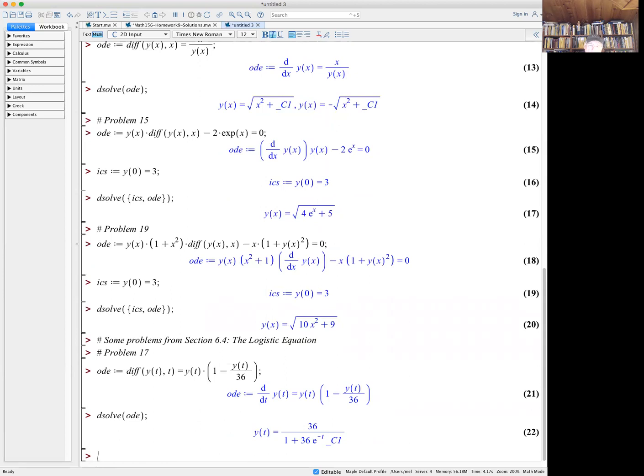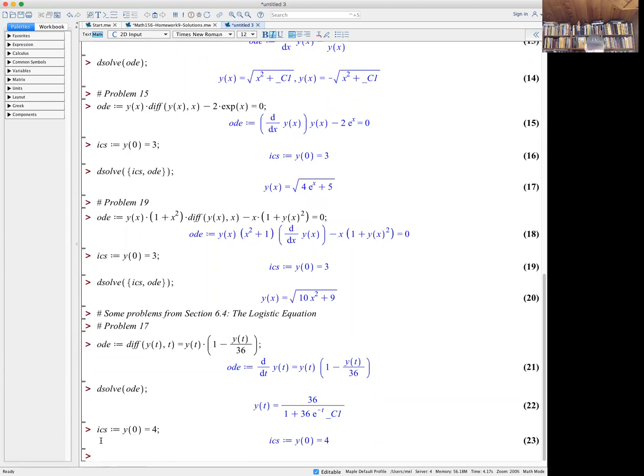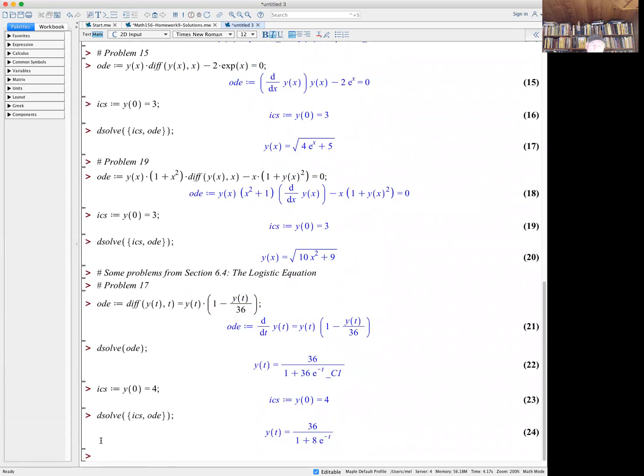we get something that looks like this, 36 times some constant. But we're given an initial condition in this problem, which is that y at time 0 is equal to 4. So now if we solve the differential equation with this initial condition, that's what we get. Notice at least when t is 0, e to the 0 is 1, so the denominator is 1 plus 8 or 9, 36 over 9 is 4. And that's what the solution looks like.